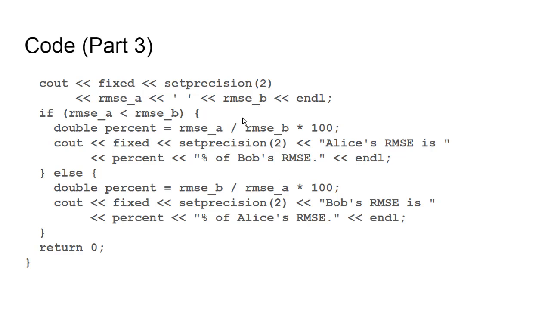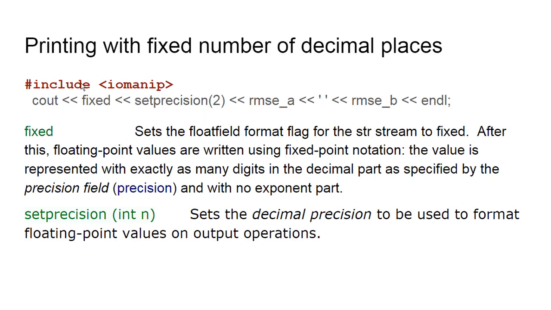So this is the final part of the code for this problem. I think the logic is pretty straightforward. The only thing that's really new is this fixed and setprecision that we use for the cout stream. We use that to print with a fixed number of decimal places. They are defined in the header file iomanip, which stands for IO manipulation.